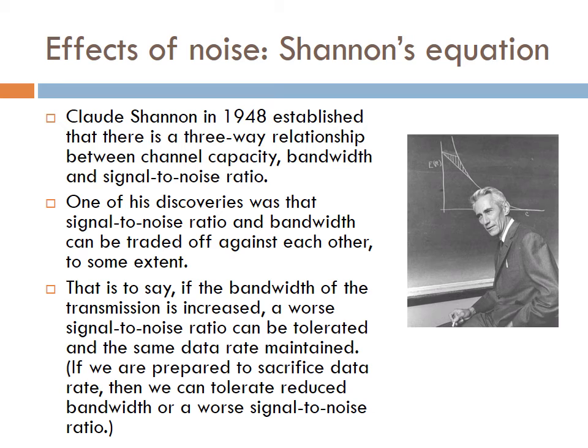Shannon established in 1948 that there is a three-way relationship between channel capacity, bandwidth, and signal to noise ratio. One of his discoveries was that signal to noise ratio and bandwidth can be traded off against each other to some extent. That's to say, if the bandwidth of the transmission is increased, a worse signal to noise ratio can be tolerated and the same data rate maintained. If we are prepared to sacrifice data rate, then we can tolerate reduced bandwidth or a worse signal to noise ratio.